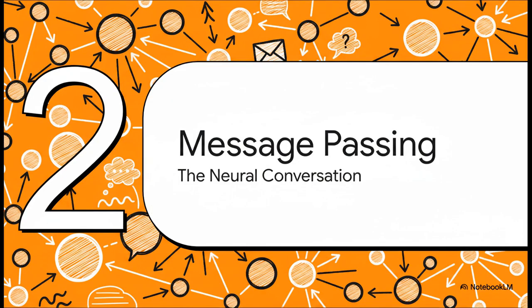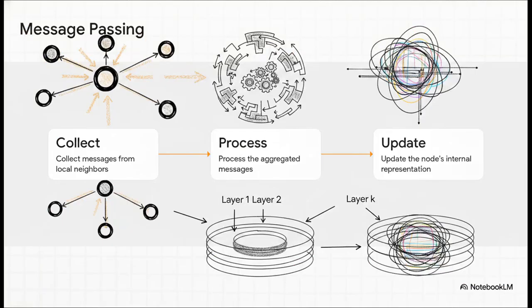Moving right into part 2, the intuition of message passing, also known as the neural conversation. So how exactly do GNNs pull off this inductive magic? Think of message passing like a highly structured conversation happening across the entire graph. Just like your own identity is partly shaped by your social circle, right? Well, a node's identity in a GNN is shaped by its neighbors. It all happens in 3 simple steps. First, a node collects messages from its neighbors. Second, it processes those messages. And third, it updates its own internal representation.